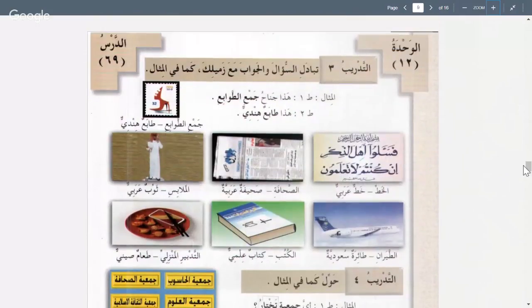Okay, and the next exercise, we have student one and student two. Student one says, hadha jinah jama'at tawaba. Hadha jinah hindi. So they're giving you a place or a thing, a wing of the exhibition, and then they're going to give you a thing. You'll have to look to see if the thing is masculine or feminine and change the sentence appropriately. So you use either hadha if the thing's masculine or hadhihi if the object is feminine. We'll start with Lena, you'll be student one, and Hanin, you'll be student two.